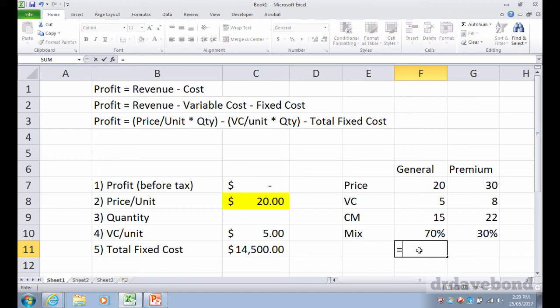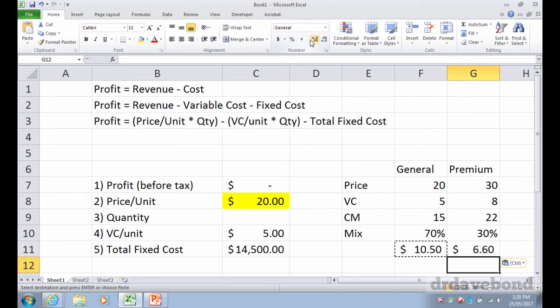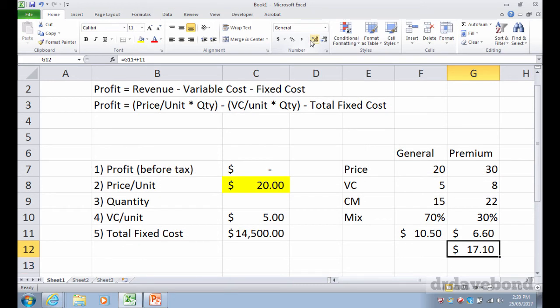You then multiply the contribution margin per unit by the mix percentage. So we add them together and we end up with a weighted average contribution margin of $17.10. So for every one unit sold, on average, it's going to give us a contribution margin of $17.10. We don't care which particular unit it is. Over a large enough number of them, they're going to be 70% general, 30% premium.